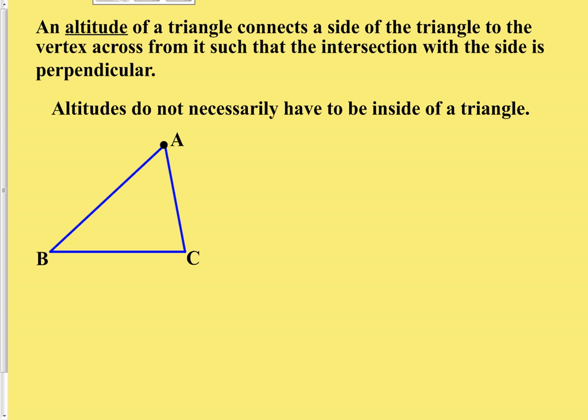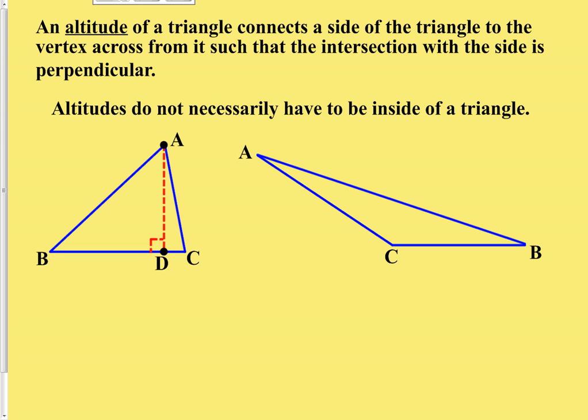Now if you have an acute triangle, like this guy, then anywhere that we position an altitude inside of the triangle, it will be inside of the triangle. So there is an example of an altitude. This line segment that just appeared, going from A to D, it is perpendicular to one side of the triangle, and it makes contact with the vertex that is across from it.